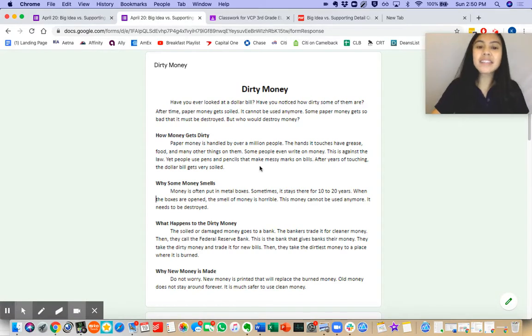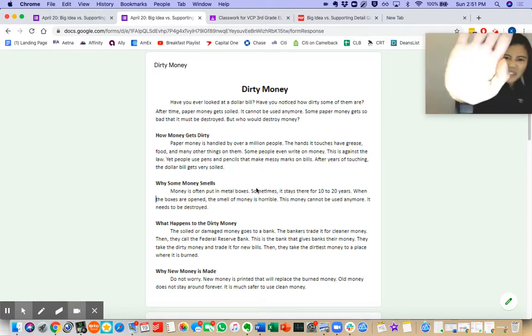It looks like this text is called Dirty Money. Remember, as a good reader, I need to ask myself, is this an informational text or narrative text? Let's skim. Dirty money. I see headings, and it looks like I see the word money repeated over and over. That tells me that this is an informational text. Can you give me a high five if you got that too?